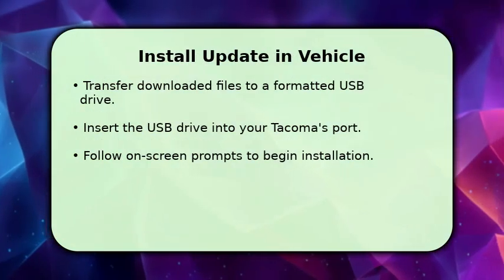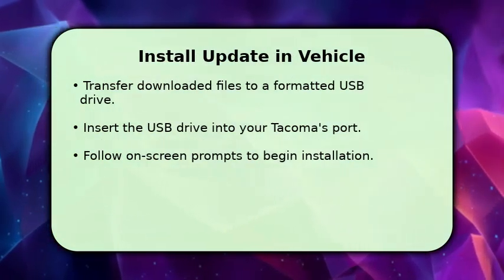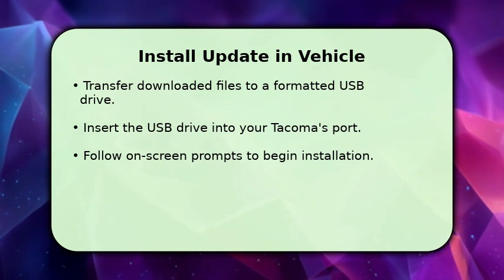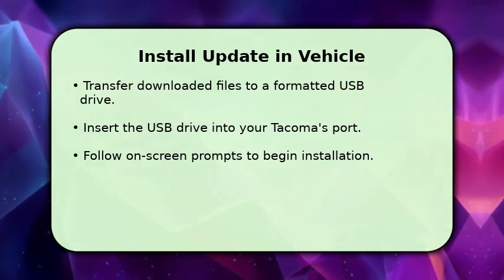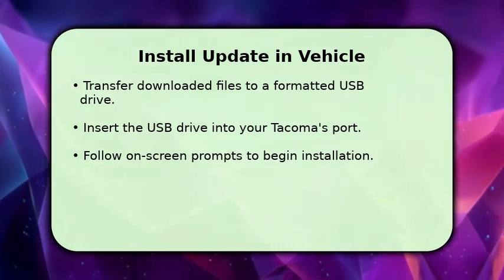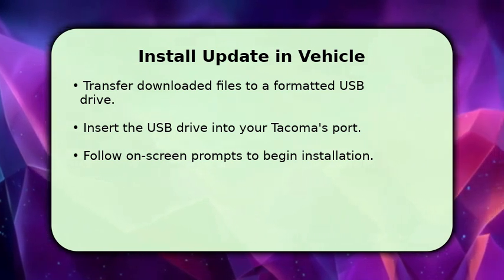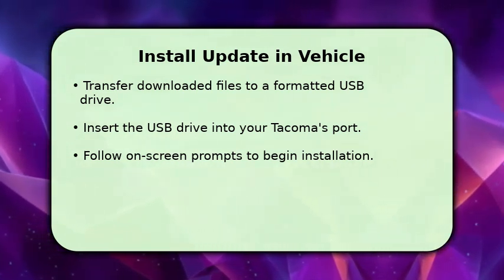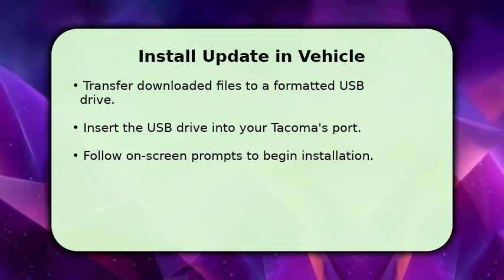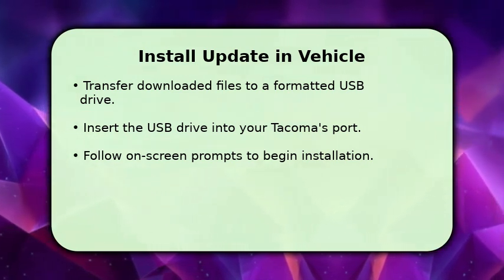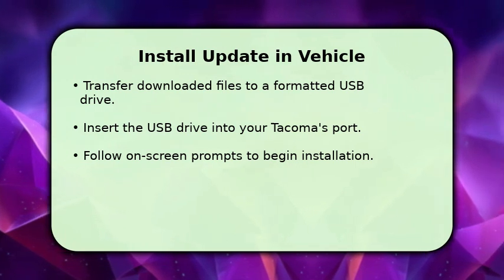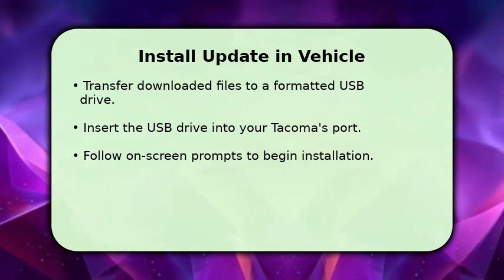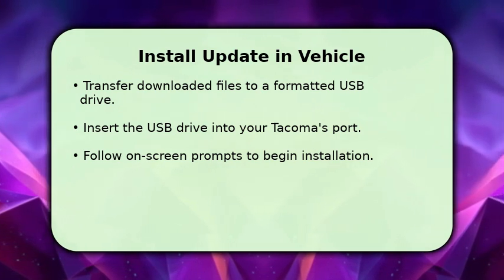With the files downloaded, transfer them to your prepared USB drive. Make sure the files are placed in the root directory, not within any folders. Now, take the USB drive to your Tacoma and insert it into the designated USB port, usually found in the center console. The infotainment system should detect the update automatically. Follow the on-screen instructions carefully to start the installation process.